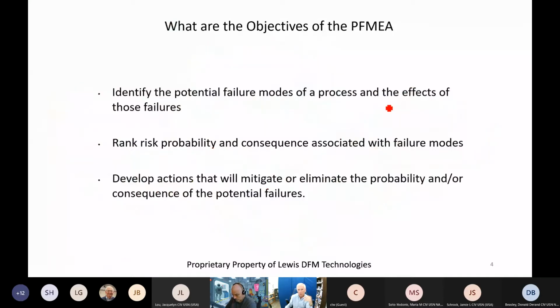So what are the objectives of the PFMEA? Well, we have a couple of them here. Identify the potential failure modes of a process and effects of those failures before they occur. Rank risk probability and consequence associated with failure modes. And we'll be talking about a risk priority number, an RPN, and how to develop that, how to apply it, how to measure it and calculate it. And the third, develop actions that will mitigate and eliminate the probability and/or consequence of potential failures.